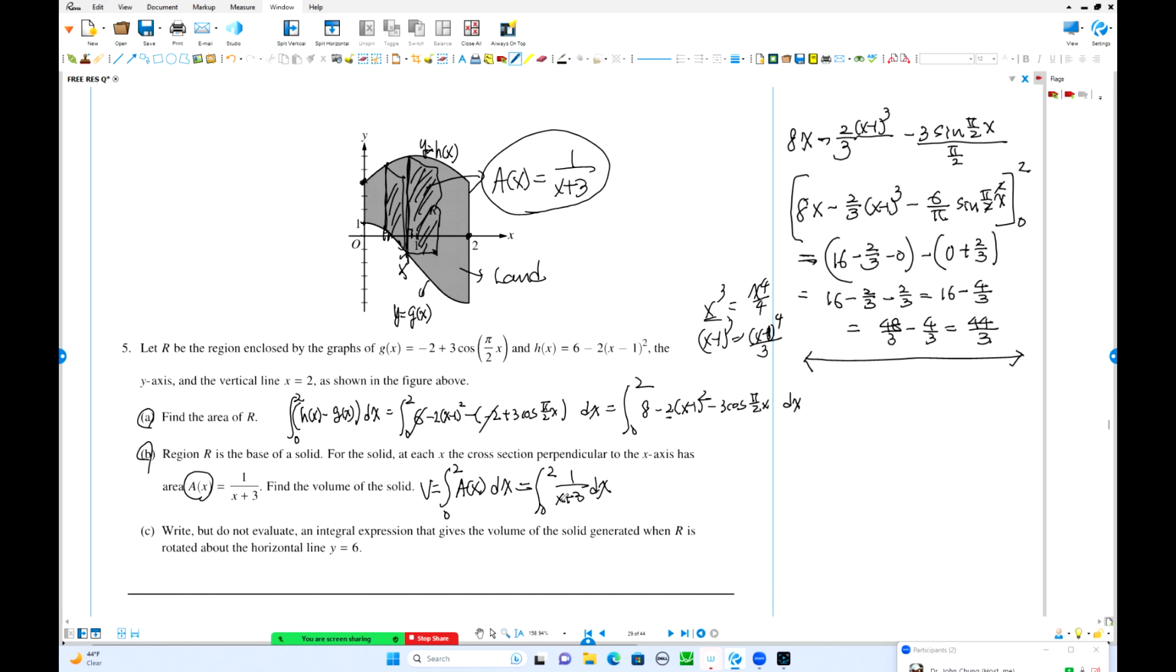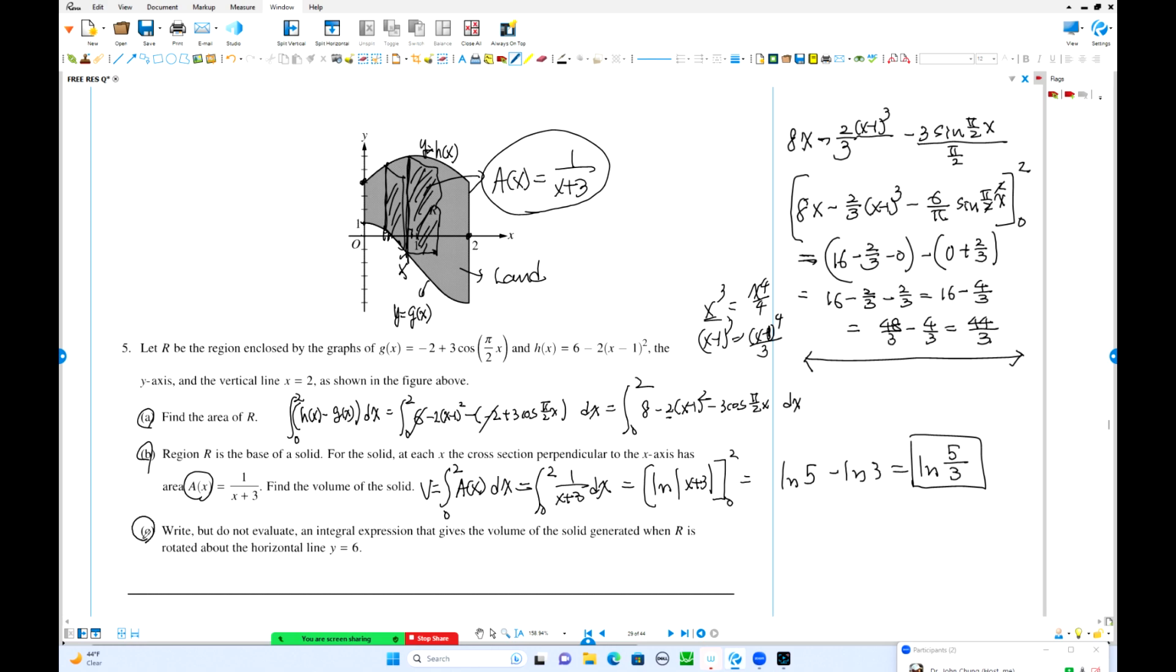That is natural ln. So that is ln of the absolute value of x plus 3. That is the antiderivative. We take the integral from 0 to 2. Now put the number 2 there. ln of 2 plus 3 is positive, we don't need the absolute value. Just ln 5, minus ln, when x equals 0, ln 3. The absolute value of 3 is still ln 3. So ln 5 minus ln 3, or ln of 5 over 3. That's the volume.